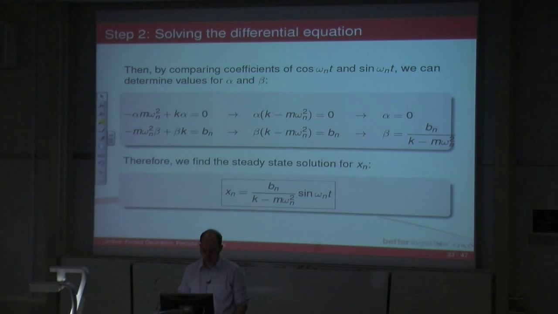Therefore, if you plug that back into our solution, we had alpha times cosine of omega nt plus beta times sine omega nt. Well, obviously alpha is 0, so x of n is going to be b of n over k minus m omega n squared times sine of omega nt. That's the general form. Obviously when n equals 1, we have b of 1 over k minus m omega 1 squared times sine omega 1 t. When n is 3, and so on. You can write out the sum of that with all the different terms in. But that's the general form.